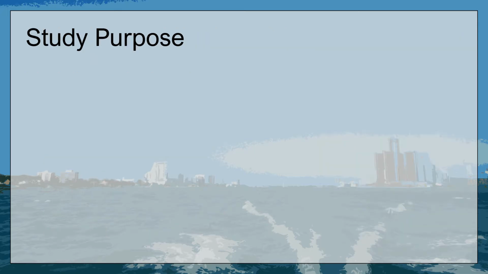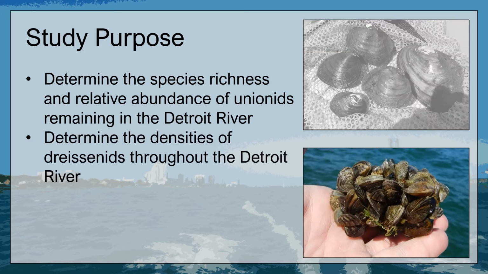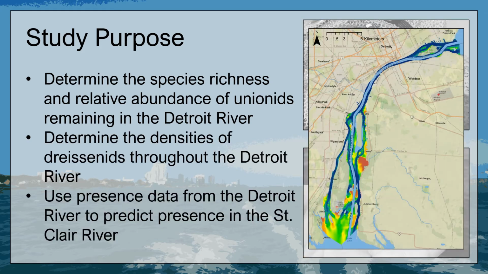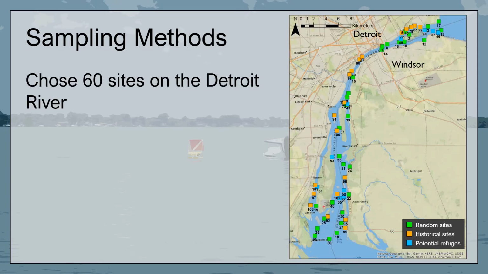So the first two objectives of this study were to determine the species richness and relative abundance of remnant unionid populations, as well as the Dreissenid density throughout the Detroit River. We then used this presence data in order to predict potential presence of both unionids and Dreissenids in the St. Clair. So to start, we first determined a total of 60 sites throughout the Detroit River.